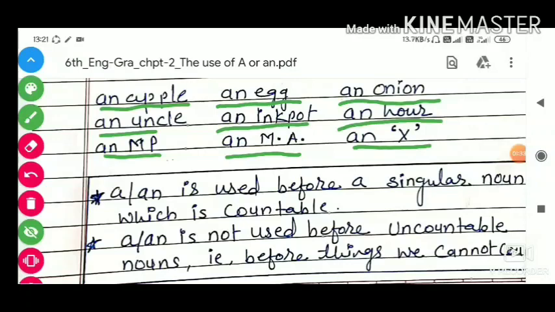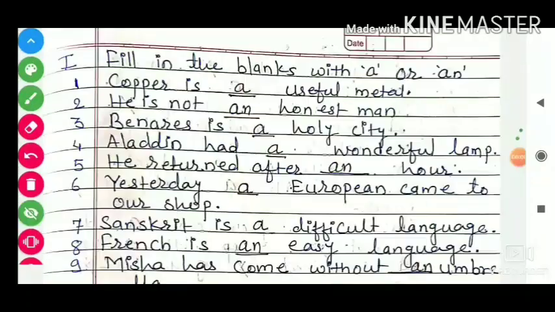A and an are used before a singular noun which is countable. A and an are not used before uncountable nouns. Now students, let us solve the first exercise. First question: fill in the blanks with a or an. Copper is dash useful metal.